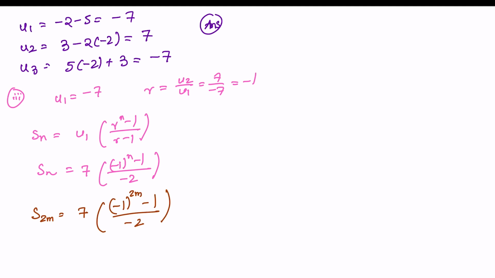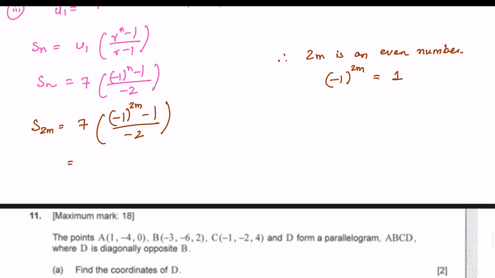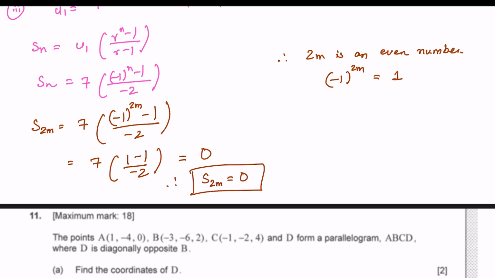Now, the thing is, 2m is an even number, right? So minus 1 to the power of 2m, minus 1 to the power of any even number, would be 1. So this gives you 1. It will be 7 times 1 minus 1 divided by minus 2, which is 0. Therefore, the sum of the first 2m terms would be equal to 0. That's it, and that's your answer.